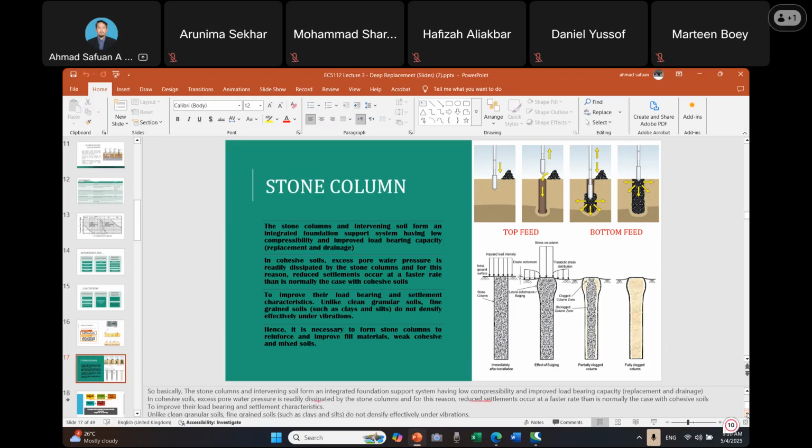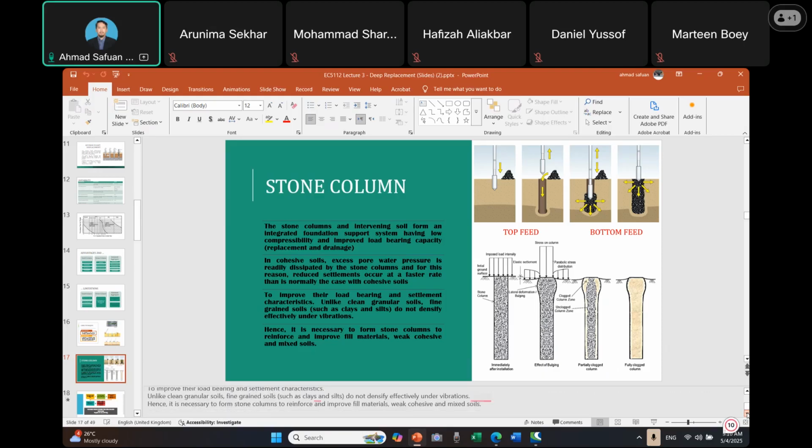Basically for the stone column, we may allow what we call a bulging effect, because that is how the system will deform after it's been loaded. So that is for the stone columns.